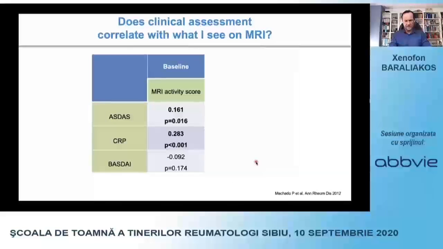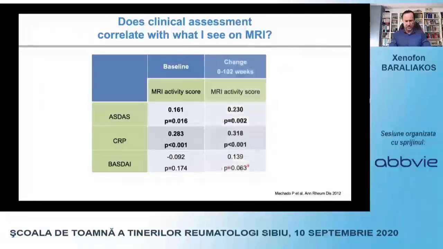And last thing, please do not monitor patients by MRI. If we check at baseline and we check at 2 years later under treatment, there is no correlation, especially for BASDAI in MRI. There was a little bit of correlation by CRP and ASDAS. You see this is significant, but the correlation coefficient was low. So you can monitor patients, how they are doing under treatment, by CRP or ASDAS. We do not need imaging for monitoring patients under treatment. Thank you.